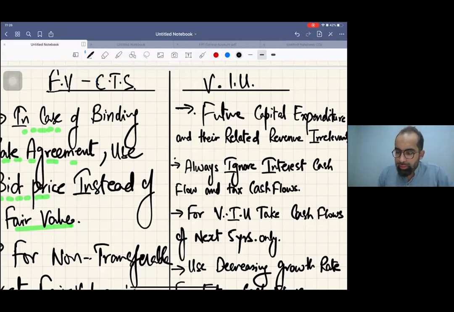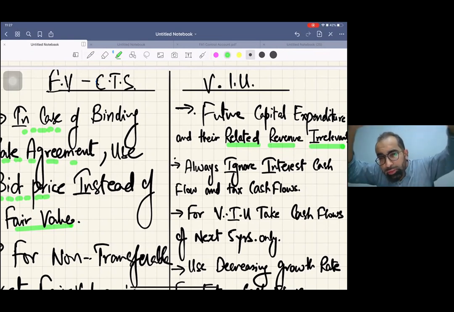Open your eyes. Future capital expenditure and their related revenue are irrelevant. What does it mean? For example, I have a two-story building and I need to compute impairment. I need to calculate VIU for that two-story building. But I have planned that after 2 or 3 years, I'll construct a third floor on this. That means I'll do a future capital expenditure.